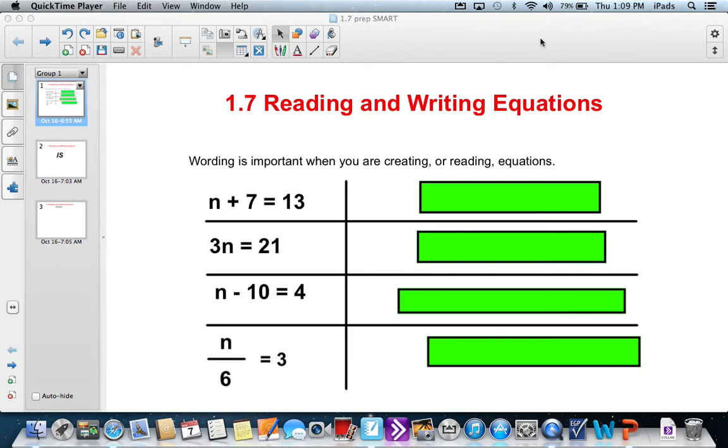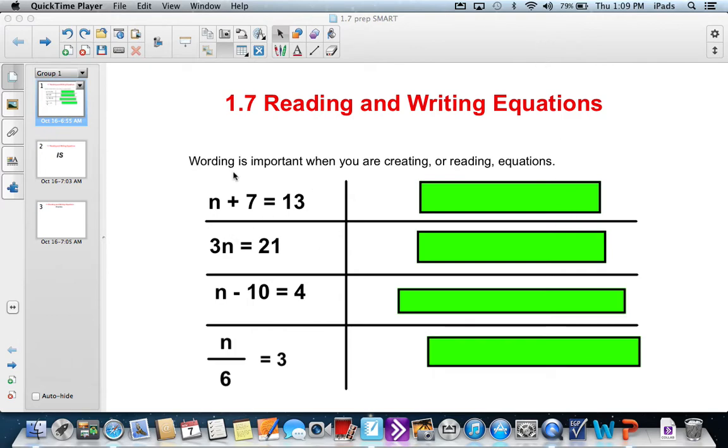Writing equations. This section's a lot like section 1.3 when we were reading and writing expressions. And like we discussed in that section, because there isn't an equal sign, they were called expressions. Now that we're looking at equations, the first part of the word equations is EQUA, which is a lot like equals. So now we're dealing with expressions that have equal signs, making them equations. Again, just like in 1.3, the wording is important when you're creating or reading equations.